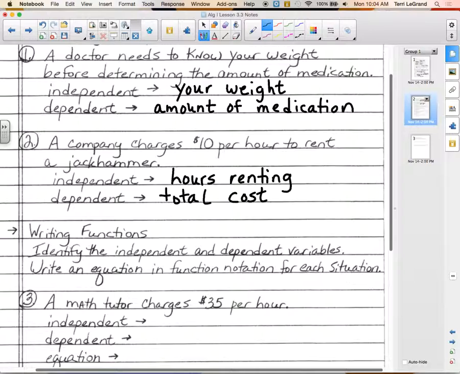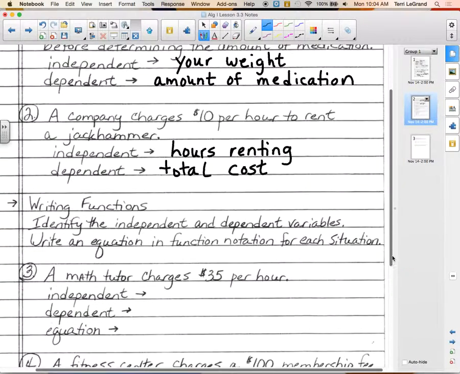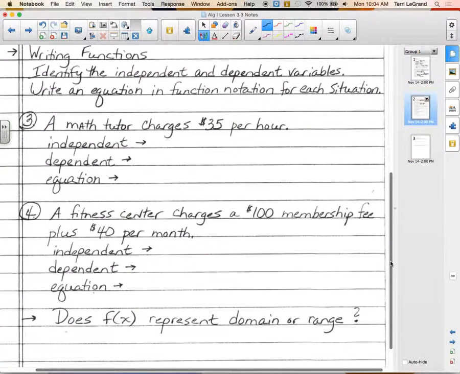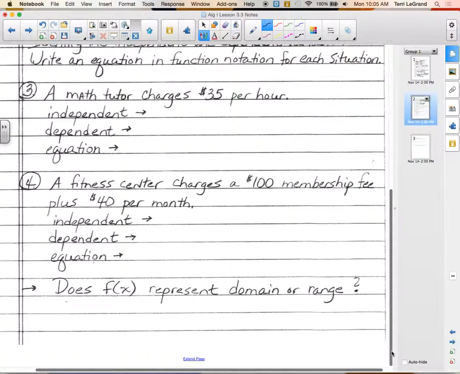Take 10 times the number of hours, that's the function rule, and you will get your y, the total cost, the dependent. Okay, now we're going to do both things. We're going to identify the independent and dependent, and then we're going to write an equation in function notation for the situation. So we have a math tutor that charges $35 per hour.